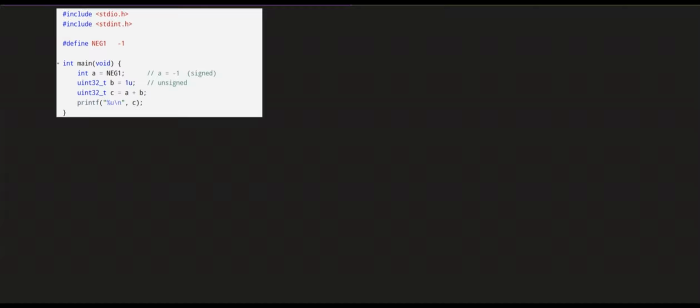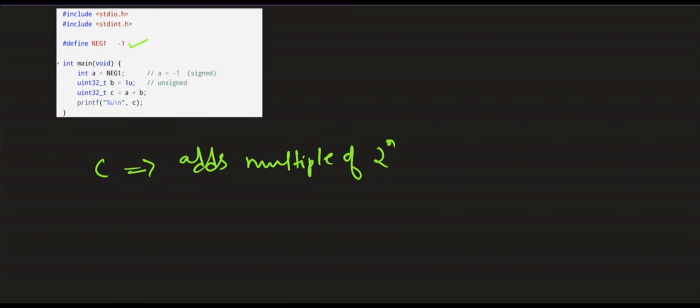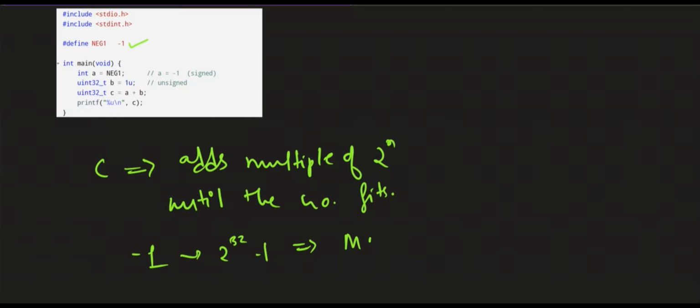So let us consider one more last final example on this topic. Here you can see we have defined the macro NEG1, which is minus 1. Okay. What happens in the conversion? If a negative value is converted to an unsigned integer, C adds multiples of 2 raised to n until the number fits in. Let me write it down. So what this means is, minus 1 represents 2 raised to 32 minus 1, which is equal to the max value.